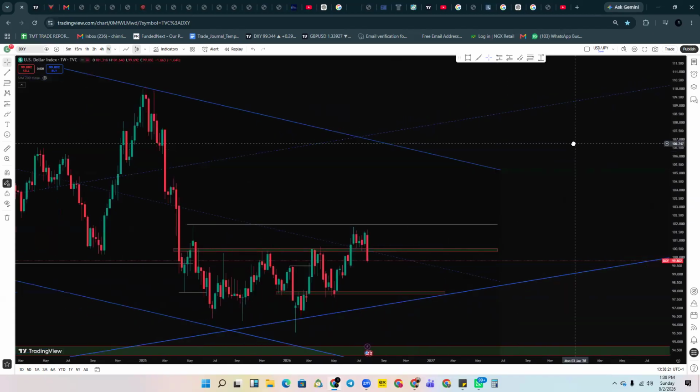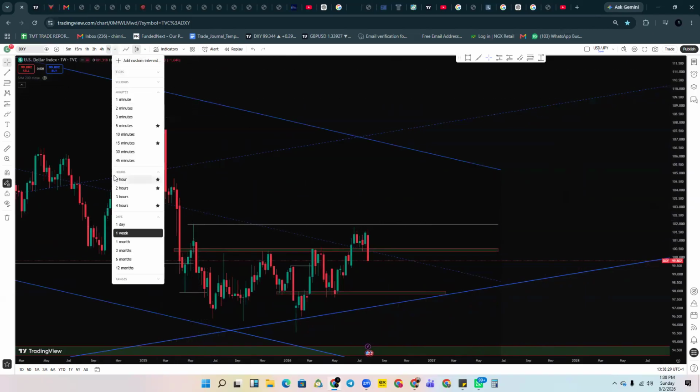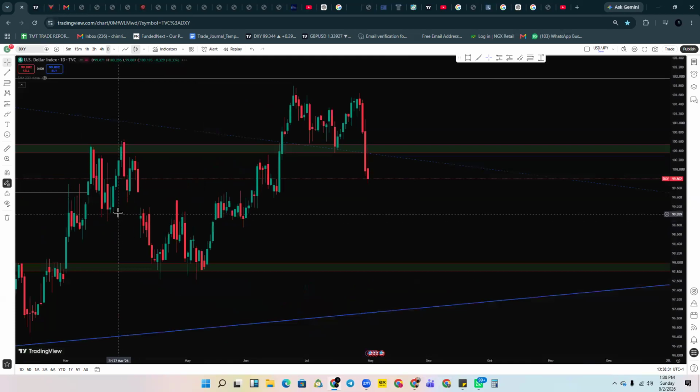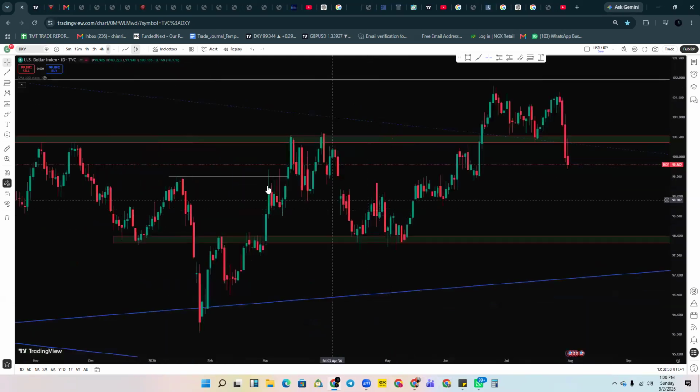And price fails to break out from this high. Price fails to break out from this high. Let's look at the daily time frame. Now look at the daily time frame.